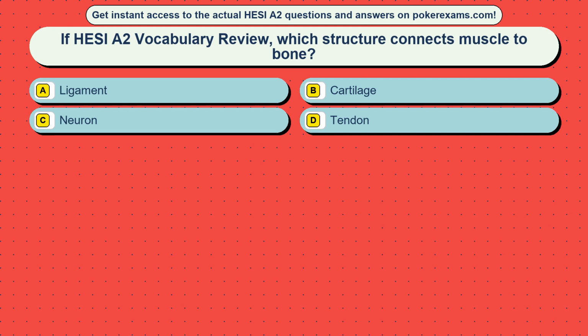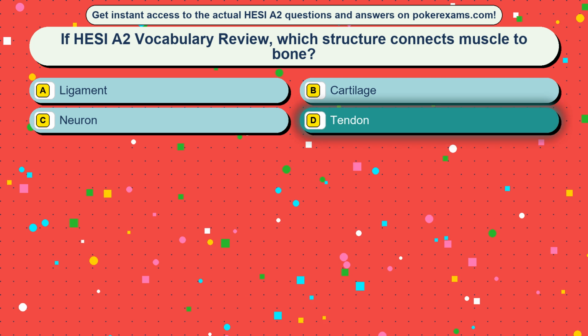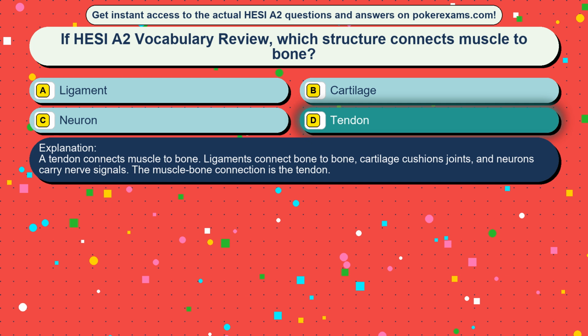Question 50. If HESI A2 Vocabulary Review, which structure connects muscle to bone? Option A, ligament. Option B, cartilage. Option C, neuron. Option D, tendon. The correct answer is option D, tendon. A tendon connects muscle to bone. Ligaments connect bone to bone, cartilage cushions joints, and neurons carry nerve signals. The muscle-bone connection is the tendon.